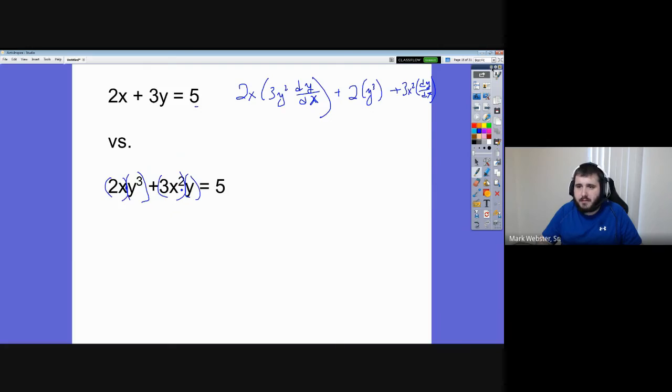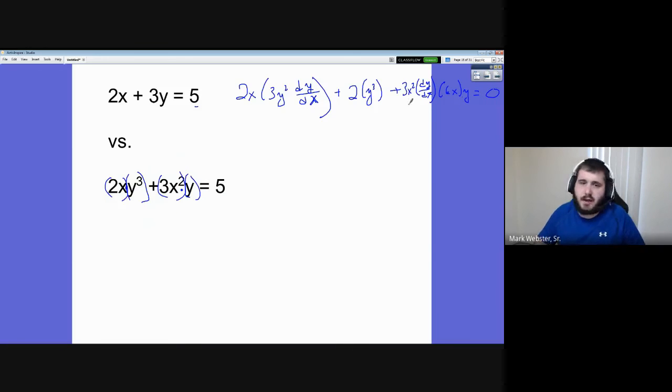Plus right d left, 6x times y equals the derivative of 5, which is still 0. So that part didn't change, right? Now look at what we have. There's a plus sign in here, my apologies. Let's make everything neater.